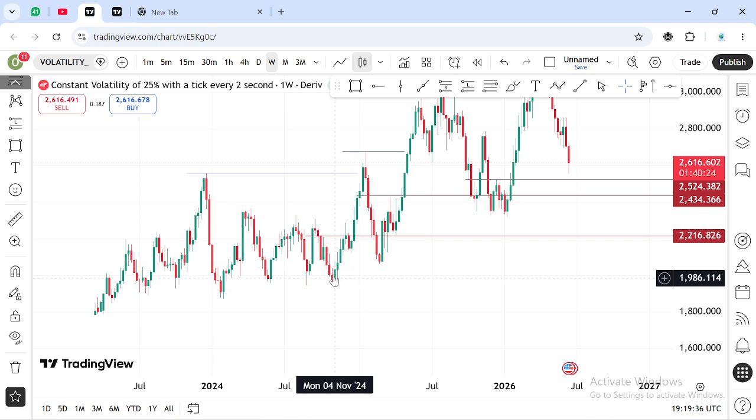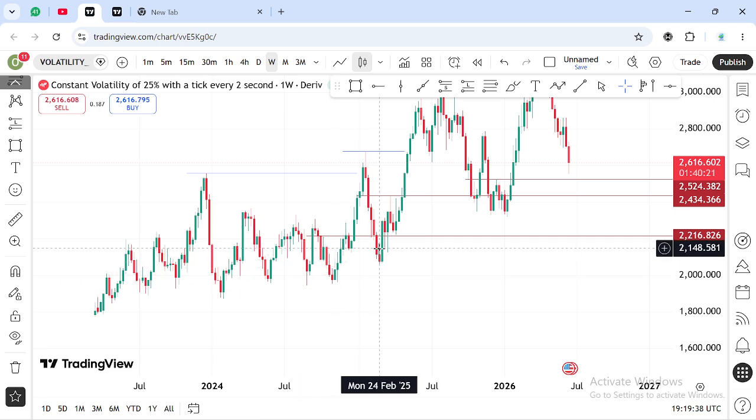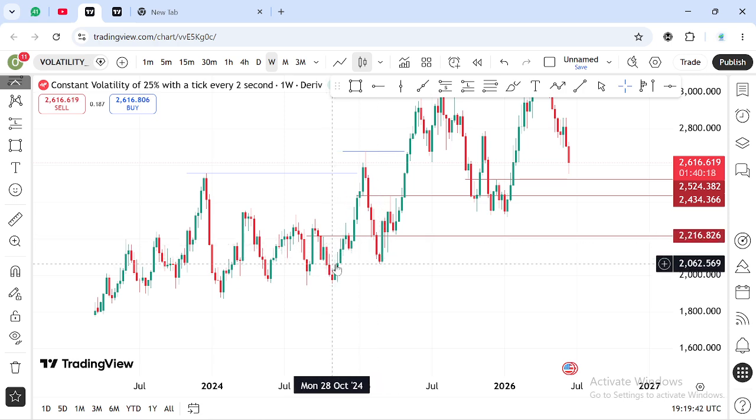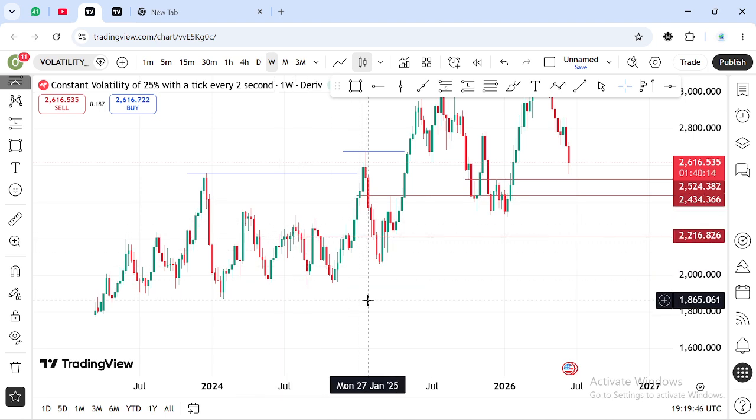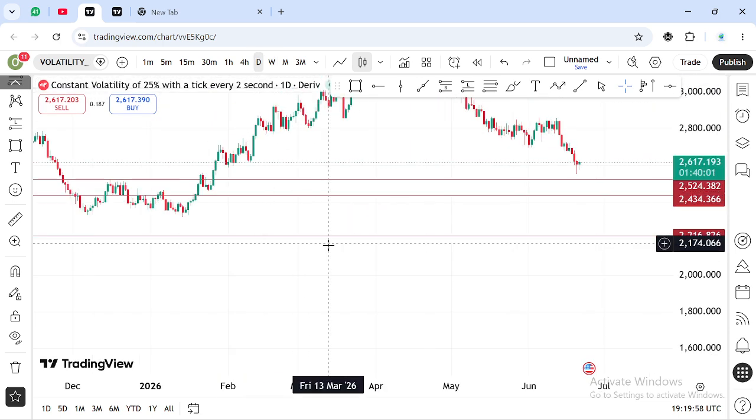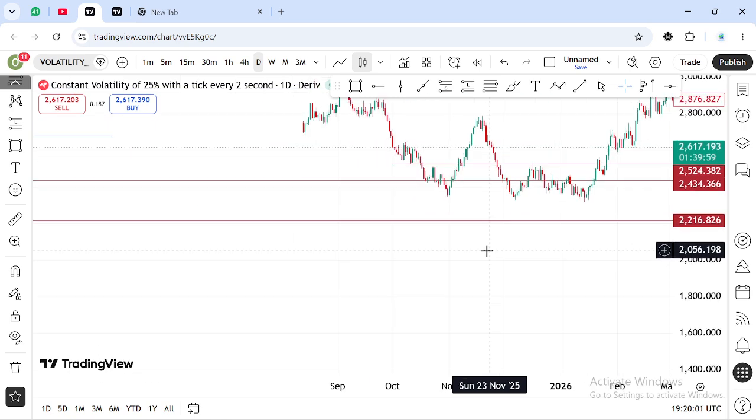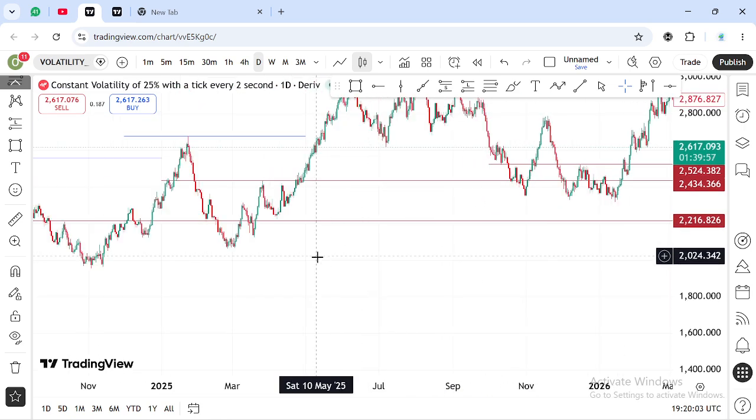Okay, we have this last bullish candle. Okay, so let's see. Okay, so basically on this one, I'm not really seeing anything clearly here which I'll be needing. So I'll go down to the daily time frame. So on the daily time frame, very good.